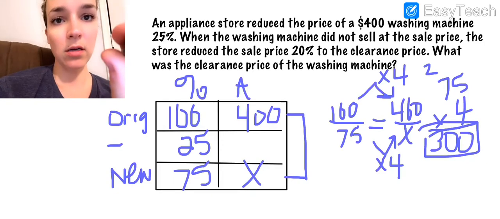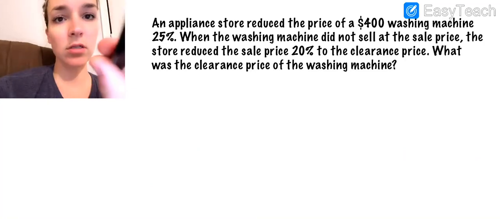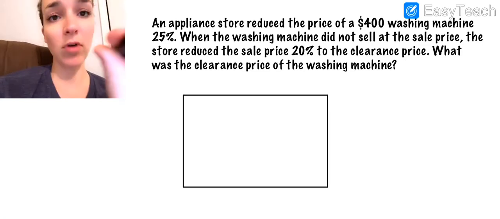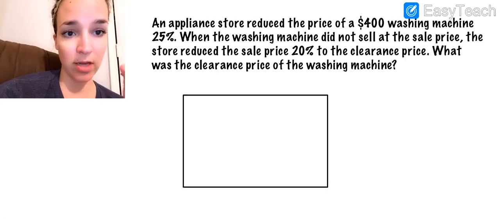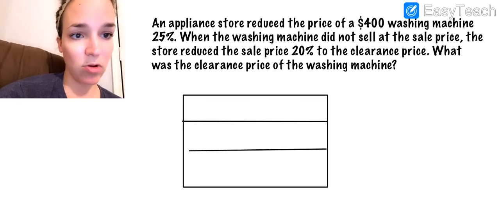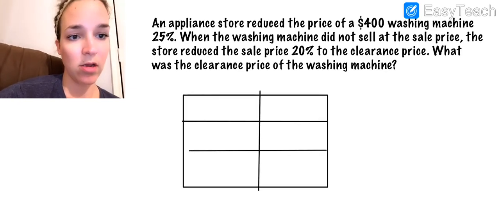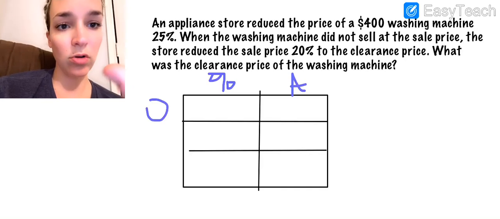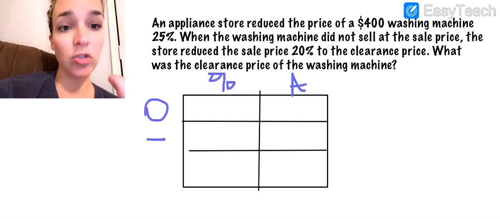So let's clear that part out. Let's make one more little table here, because now we're going to do the same thing again, but this time our original price is going to be the 300 that we just found, okay? So we're going to basically make the same table all over again. So we've got percent, actual, original, change, which it's reducing again, so it's subtracting, and then the new, okay?